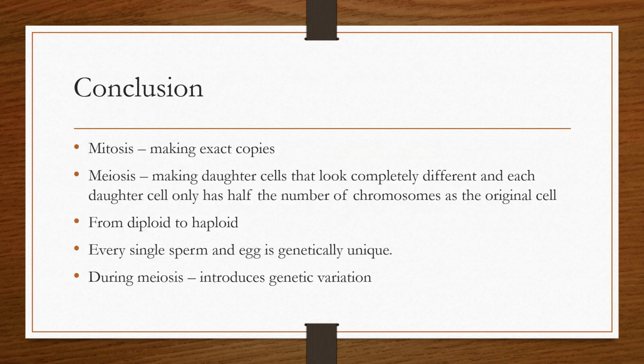To conclude this simulation: mitosis makes exact copies, and meiosis makes daughter cells that look completely different, and each daughter cell only has half the number of chromosomes as the original cell, going from diploid to haploid. Every single sperm and egg is genetically unique. And also, meiosis introduces genetic variation.